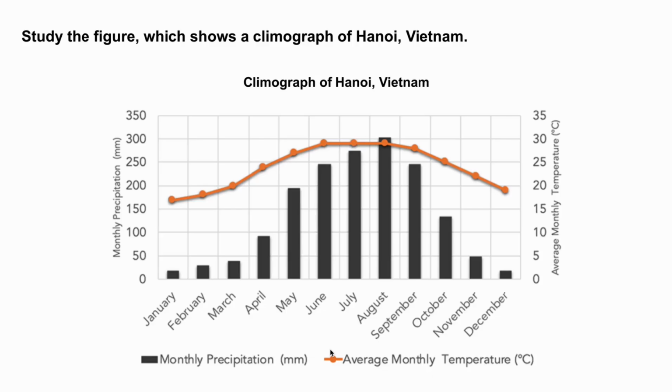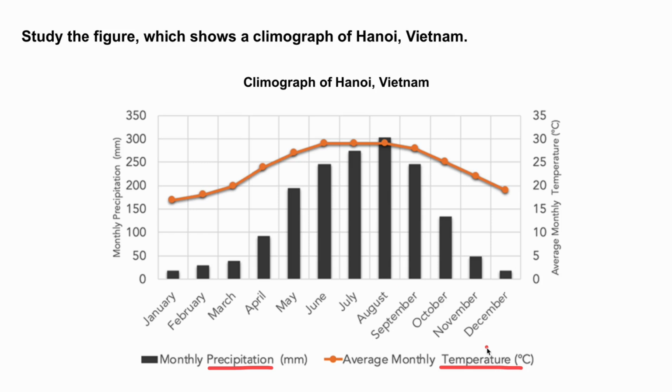In this video, we're going to be looking at climographs. When you talk about climographs, there are two important components. Number one, you're looking at precipitation, and number two, you're looking at temperature. Whenever you're asked to describe a climograph, you're basically asked to describe the climatic characteristics of that area, which means what are the precipitation characteristics and what are the temperature characteristics.